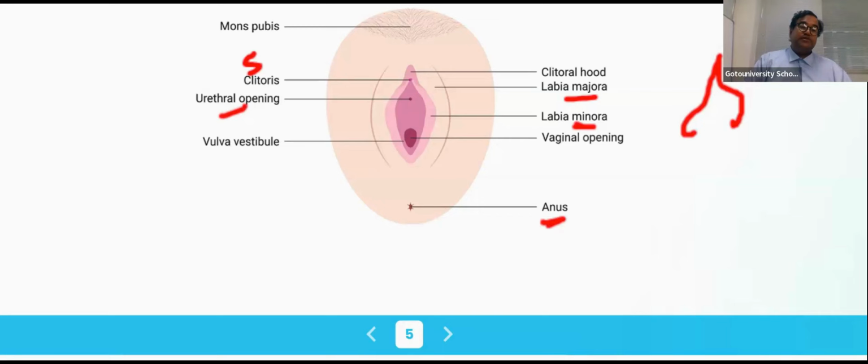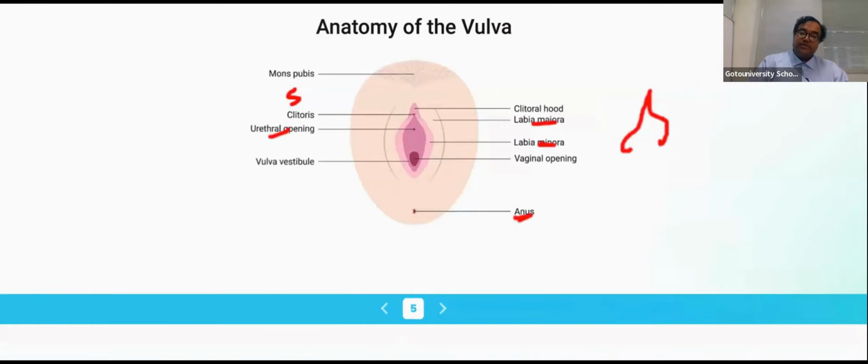Mons pubis is having the maximum amount of hair in the female body. For example, among all these structures, I can use the urethra opening and anus opening for both male and female. The rest all completely for female. The vulva structure denotes the area next to the vagina, right? I think you understood this message.